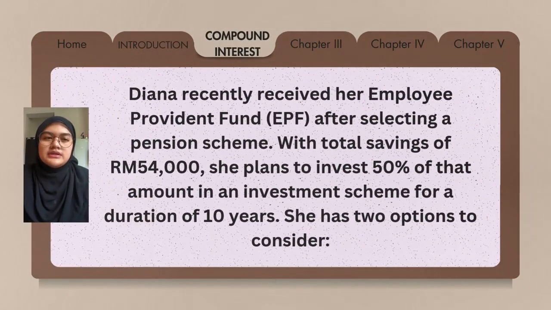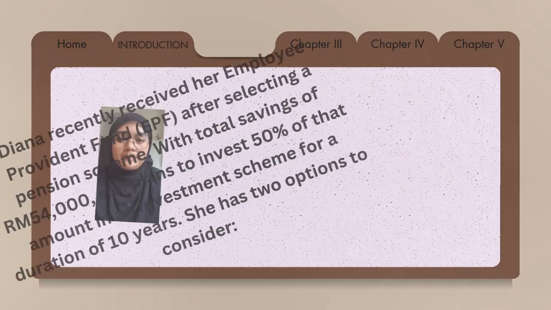Moving to question 1. Diana recently received her Employee Provident Fund (EPF) after selecting a pension scheme with total savings of 54,000. She plans to invest 50% of that amount in an investment scheme for a duration of 10 years. She has two options to consider.